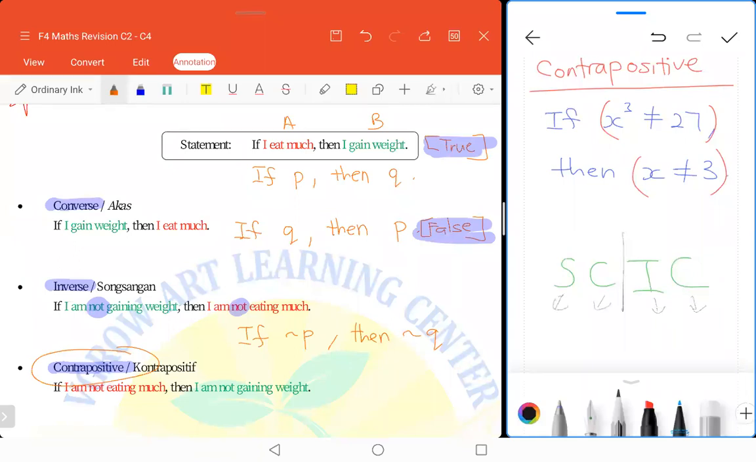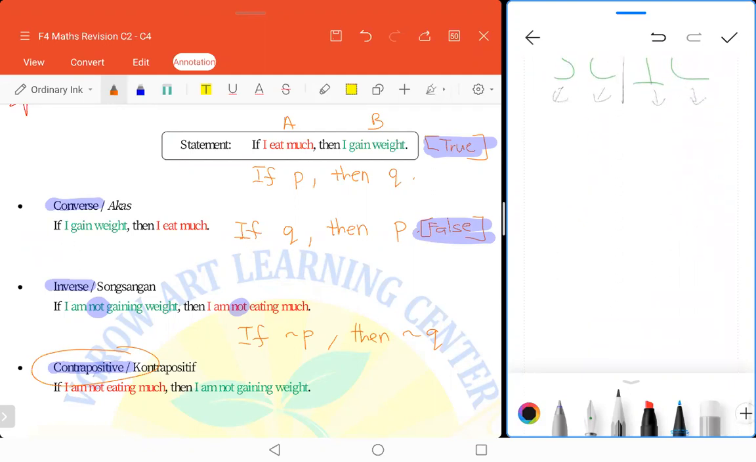Okay, let's try together. I give you a statement. I want you to type in the answer for converse in the chat box. Okay, here we go. Statement.